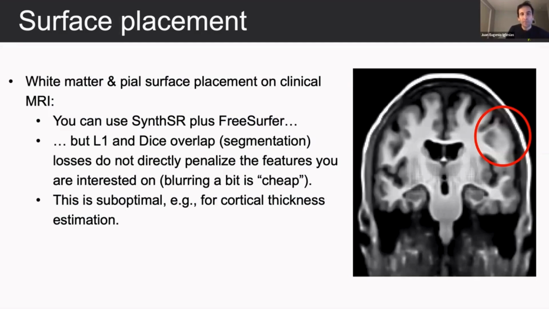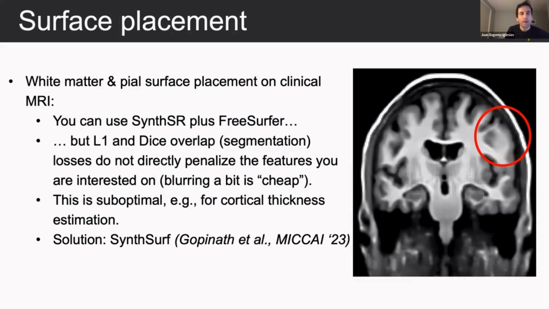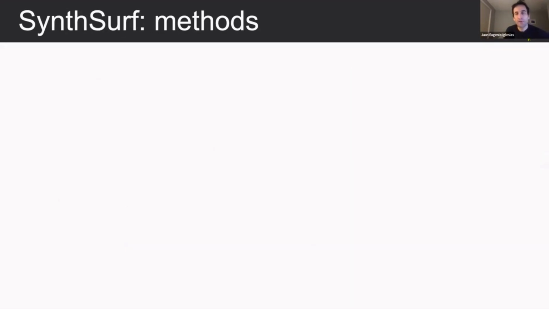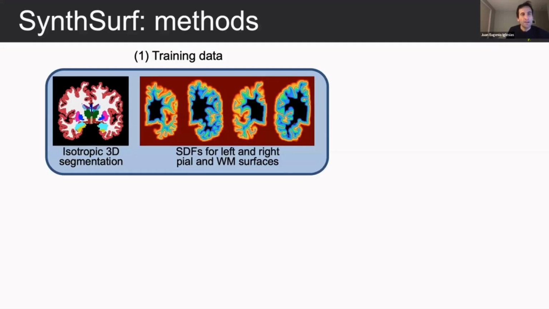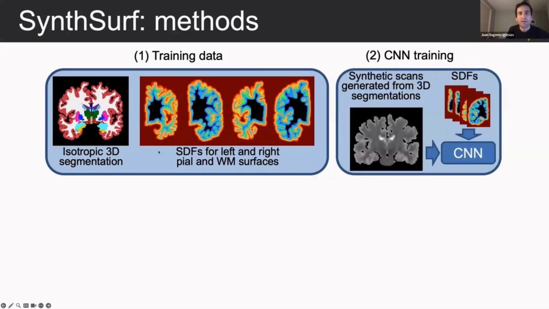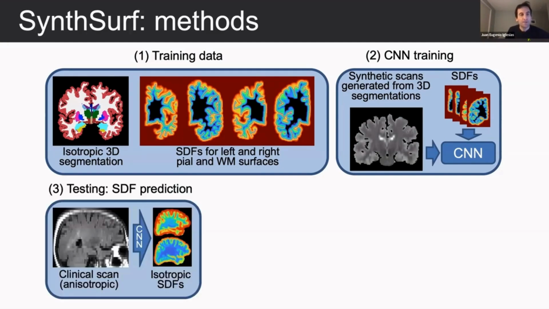So our postdoc, Kartik Gopinath, just presented his work at MICCAI, where he was essentially playing the synth game one more time, but this time looking to regress signed distance functions for the left and right pial and white matter surfaces. So for the training data, you have your segmentations that you use to generate fake images and your SDFs. And then you essentially learn to regress the real SDFs, which are isotropic, from the low resolution synthetic scans, such that at test time, you have, let's say, one of these axial FLAIRs from ADNI, and your CNN will estimate 1 millimeter isotropic signed distance functions for all the surfaces.